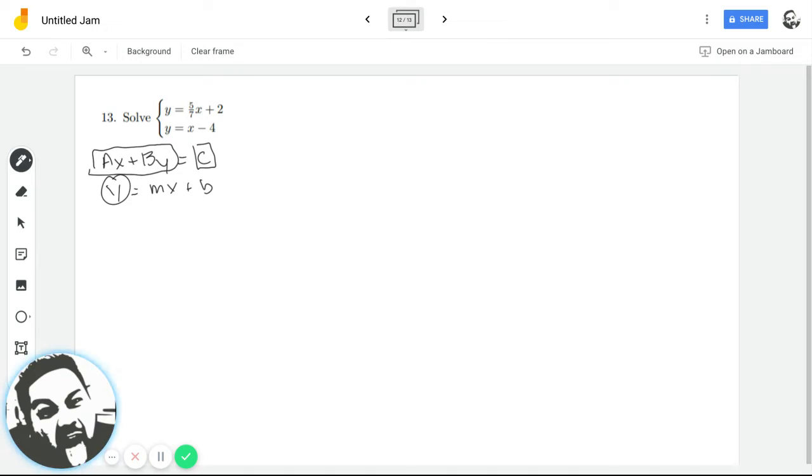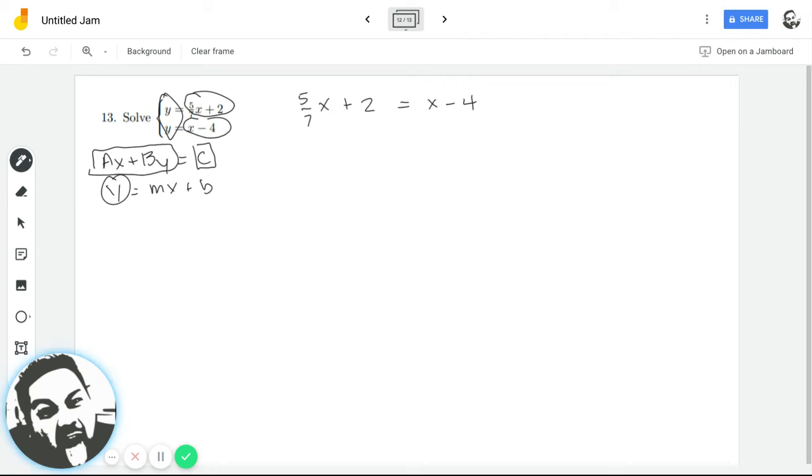What I like to do is I'd like to just explain, if expressions are equal to the same variable, then they must equal each other, right? So if expressions are equal to the same variable, then they must be equal to each other. And we're going to write that out. 5/7 x plus 2, if that expression is equal to y, and x minus 4 is also equal to y, then those expressions must equal each other. And that's what we're going to solve.